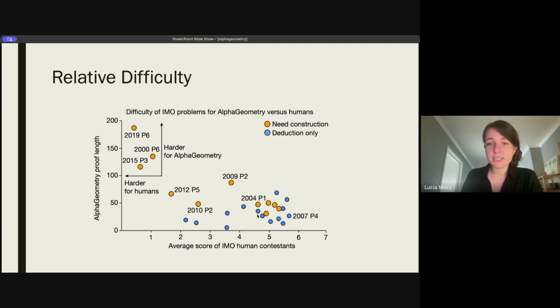And there are some problems which are easy for both humans and AlphaGeometry. But there is a middling range, especially these in blue, which are very easy for AlphaGeometry, but seem to be quite hard for humans. And what's interesting is that these are actually deduction only. It wasn't necessary for AlphaGeometry to introduce even a single auxiliary step. So that's a pretty interesting result. Knowing how to put together the premises seems to be a difficult task for humans.